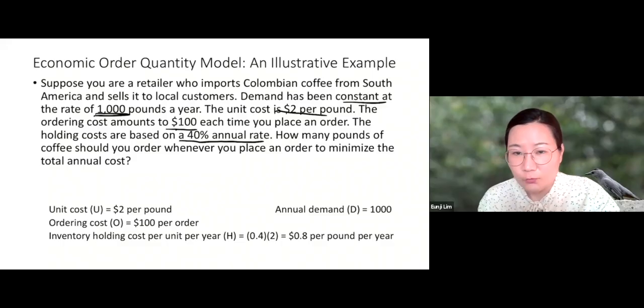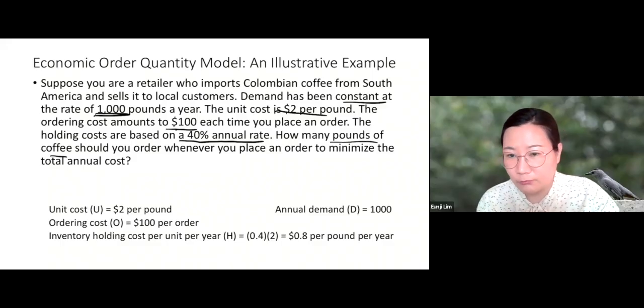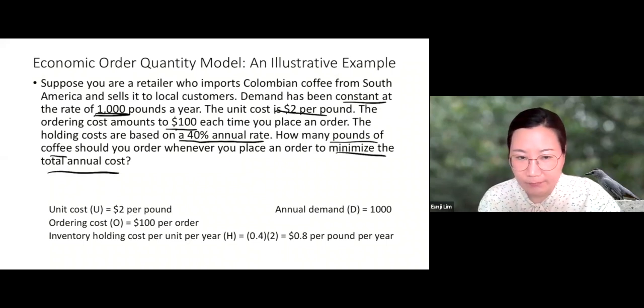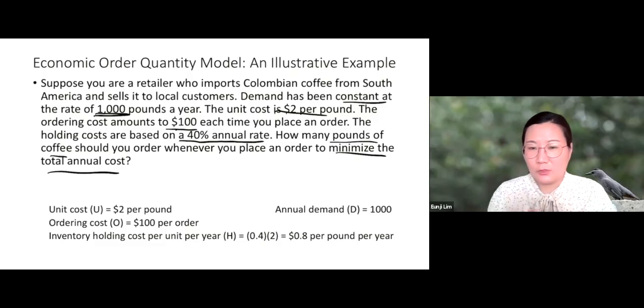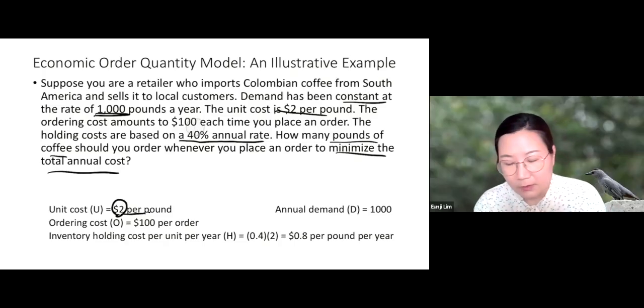So in this question, we need to determine how many pounds of coffee we need to order. We need to determine the order size, the order quantity, and we need to minimize the total annual cost. So let's think about what we should include in the total cost. First of all, we need to pay for the coffee. We pay $2 per pound. So the price we pay for the coffee is called the purchase cost. What else is there? Each time you place an order, there's a fixed cost.